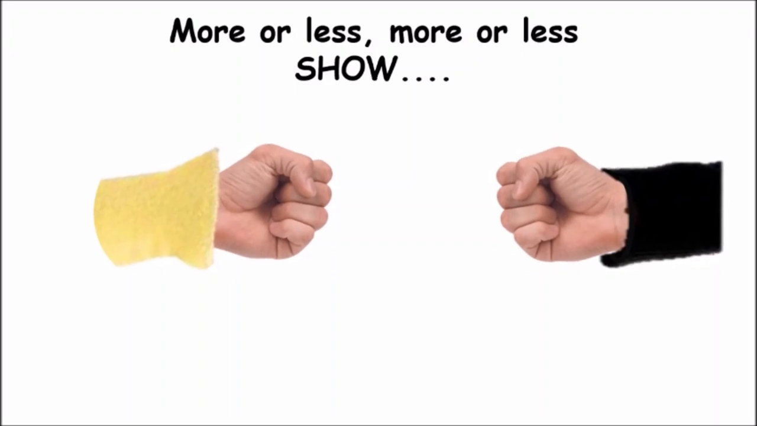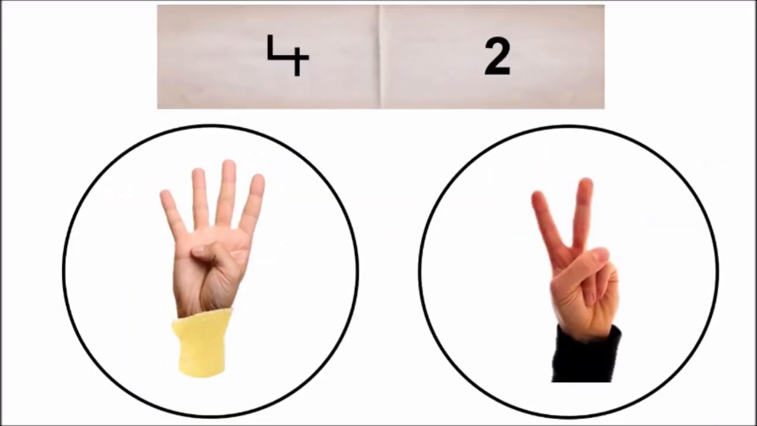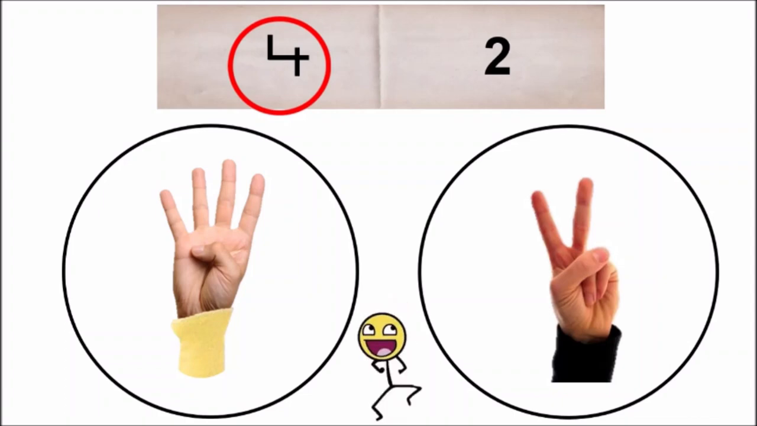More or less, more or less. Show! 4 fingers are more or 2 fingers are more, children? Quickly, quickly tell me, my circle has come. Where will my circle go? 4, 2. Which number is more, children? Yes, 4 fingers are more. And if you have circled number 4, then you know what you have to do. You have to do a celebration dance.